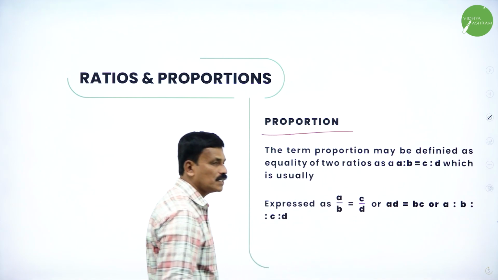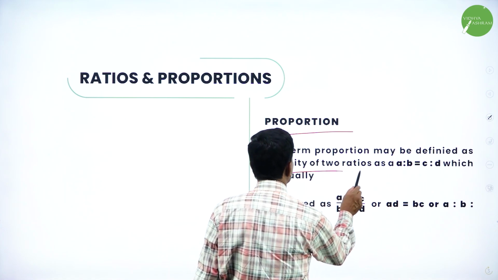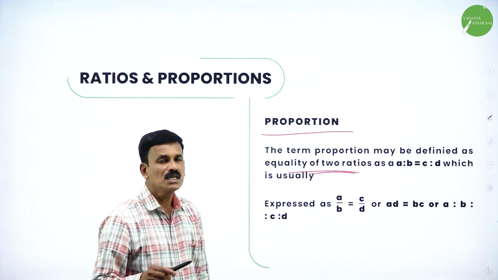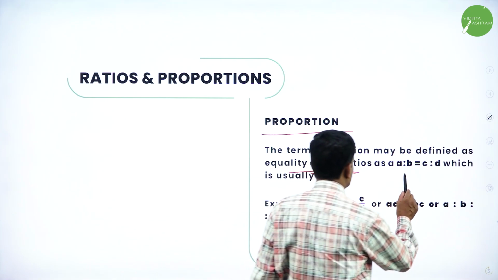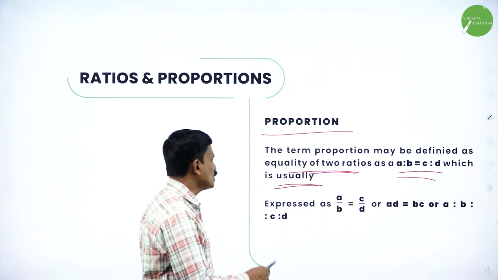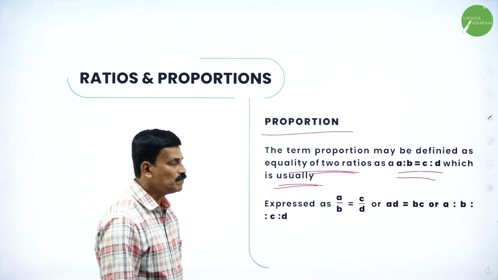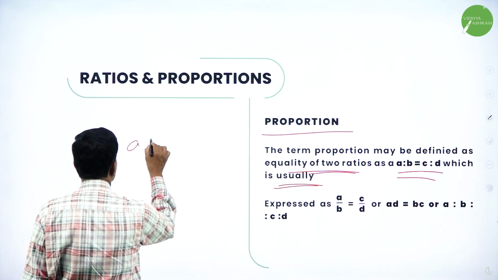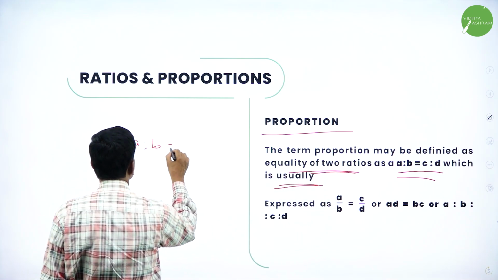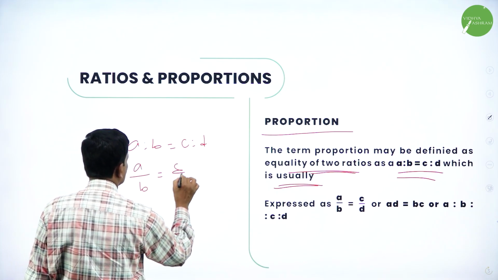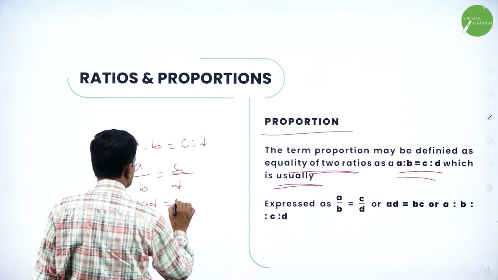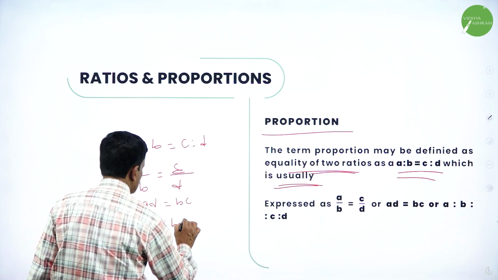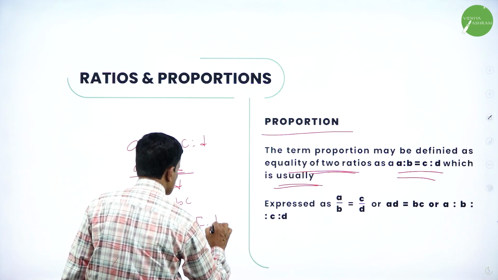The term proportion may be defined as the equality of two ratios. Let us consider if A is to B is equal to C is to D, which is usually a proportion. This is expressed as A by B is equal to C by D, which implies if we cross multiply, A into D is equal to B into C. We can also write A is to B is to C is to D. This is called the proportion.